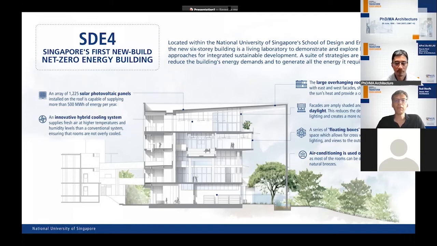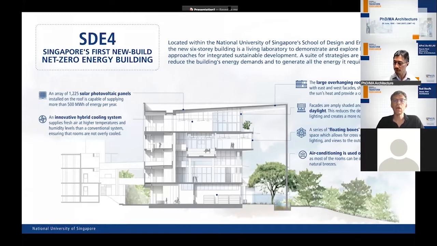This is one of the buildings of what used to be called the School for Design and Environment. The building is shared by architecture, built environment, and industrial design. And this building that was opened in early 2019 was Singapore's first newly built net zero energy building. So this was very important for the department to show, of course, that its knowledge and expertise can be applied within its own buildings.